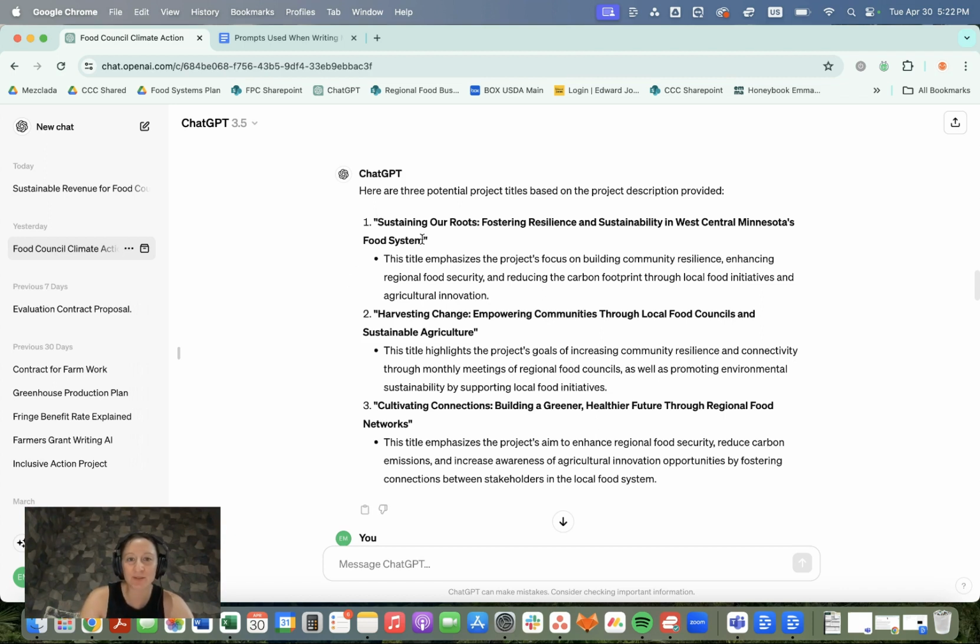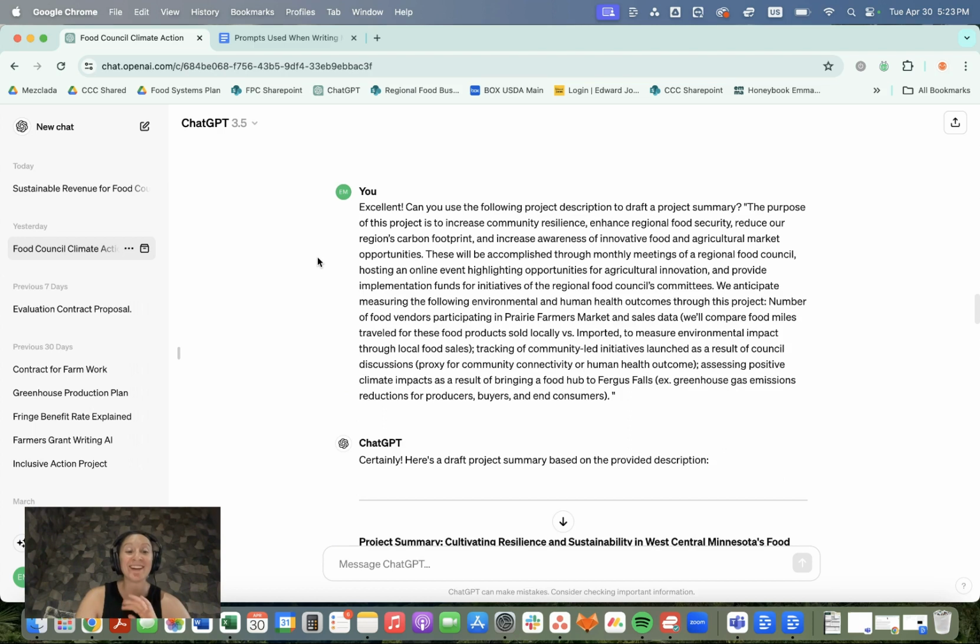And this is the one that we ended up going with: Sustaining Our Roots, Fostering Resilience and Sustainability in West Central Minnesota's Food System. I think as a reviewer, it gives you a very clear sense of the what and the where. And the others didn't necessarily emphasize that as much. And so I like that one the best. And then I like to encourage chat. So I'll say excellent at the beginning in a very friendly tone. And then I said, can you use the following project description to draft a project summary?